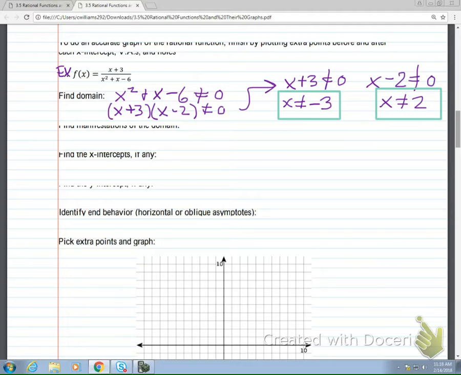So we're going to go to our notes. I want somebody literally in the room, please, to read the line under manifestations of the domain, my typed line. Go. To see how these domain issues affect the graph, factor the numerator now as well, and cancel common factors. So those domain issues are going to show themselves on the graph in a number of ways.